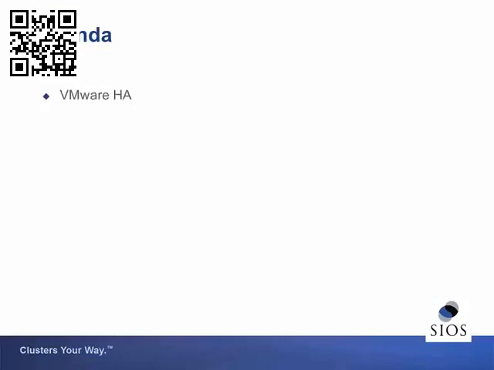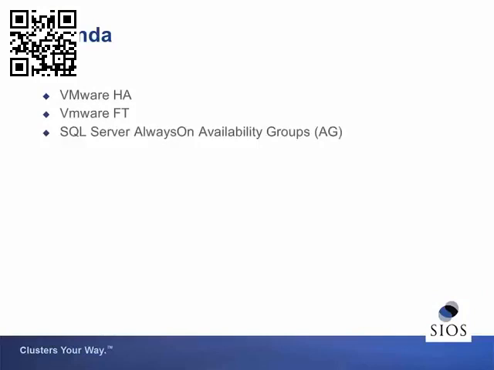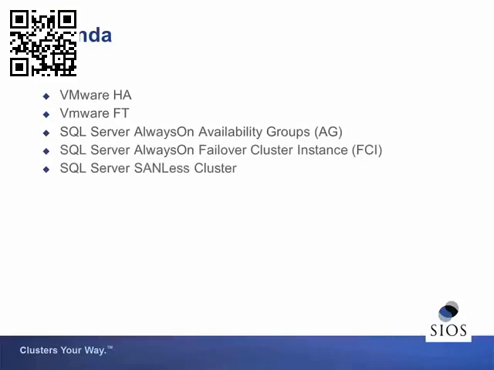We're going to talk about VMware HA. We're going to talk about VMware FT, or fault tolerance, and then SQL Server Always On availability groups, SQL Server Always On failover cluster instances, and then finally SQL Server SANless clustering.